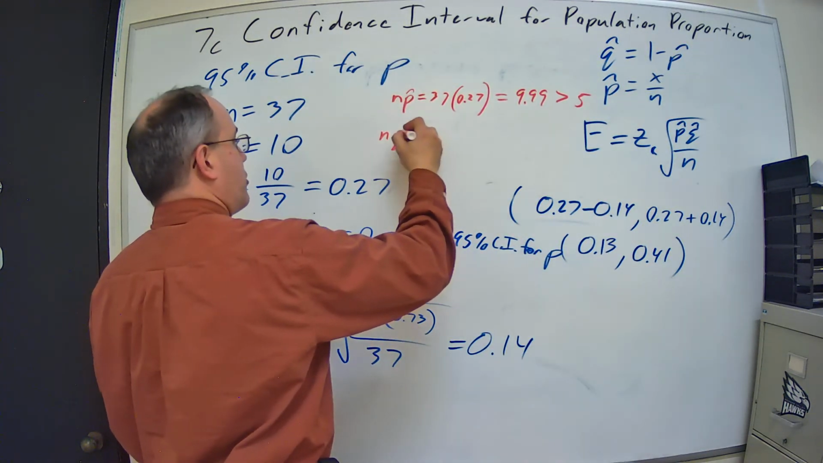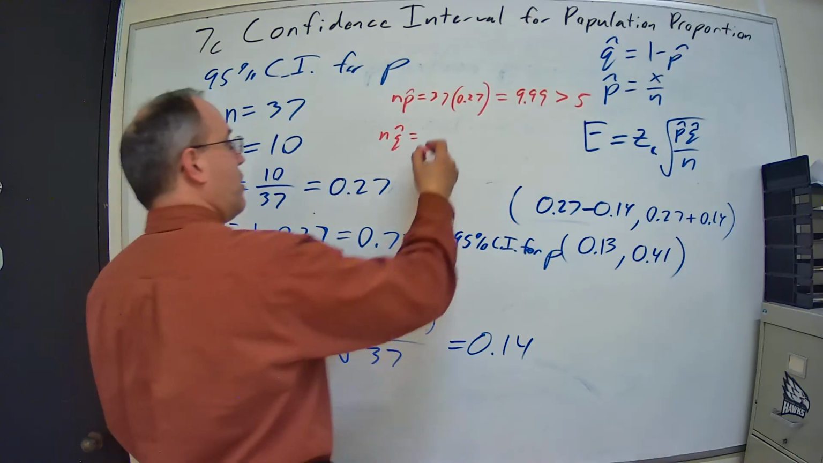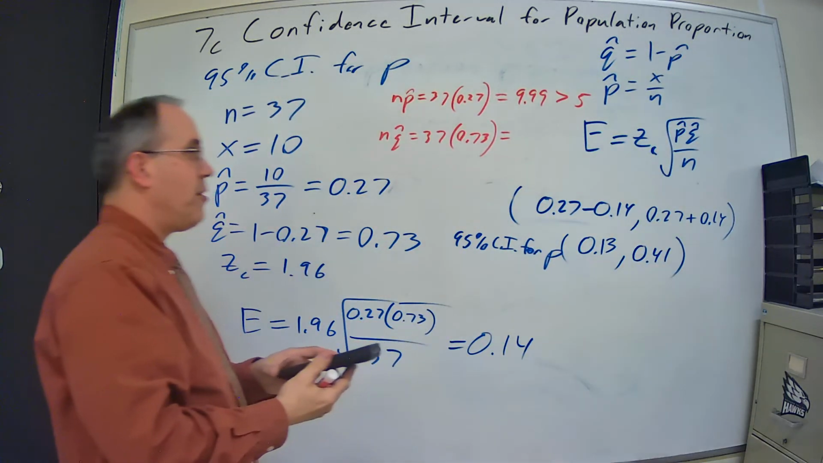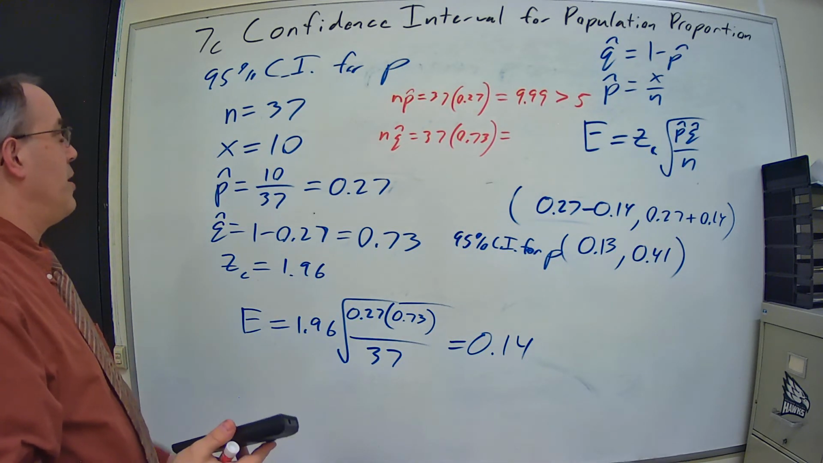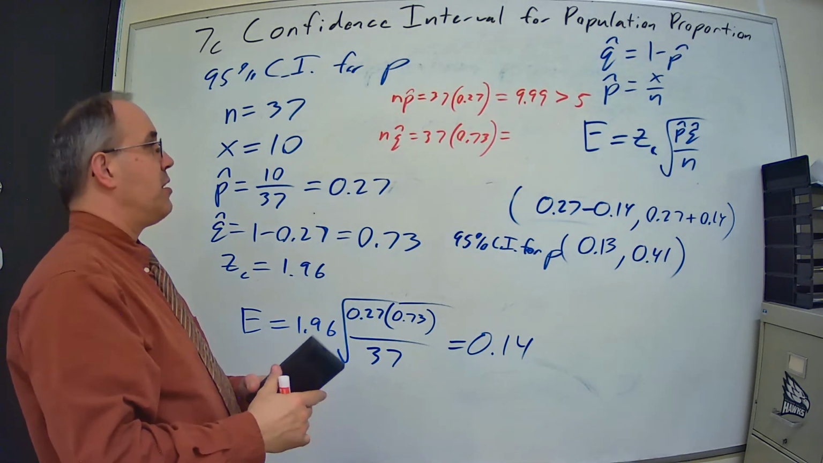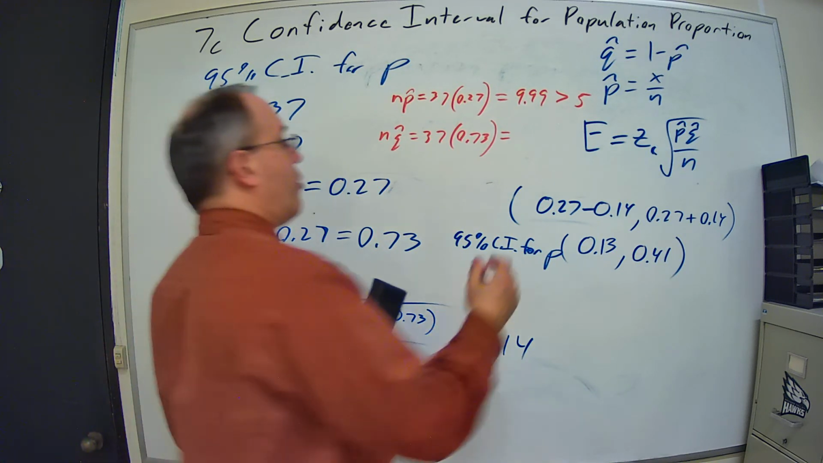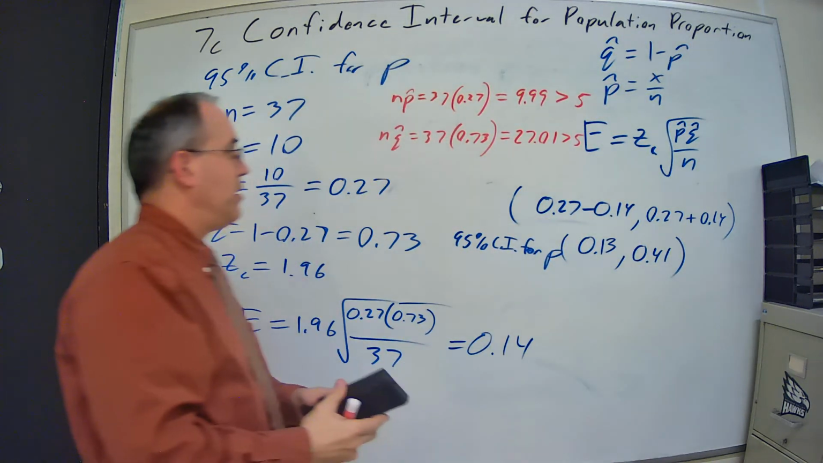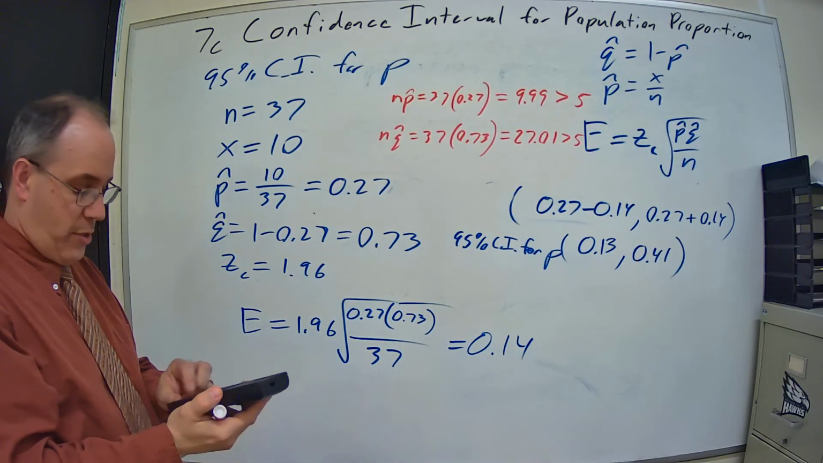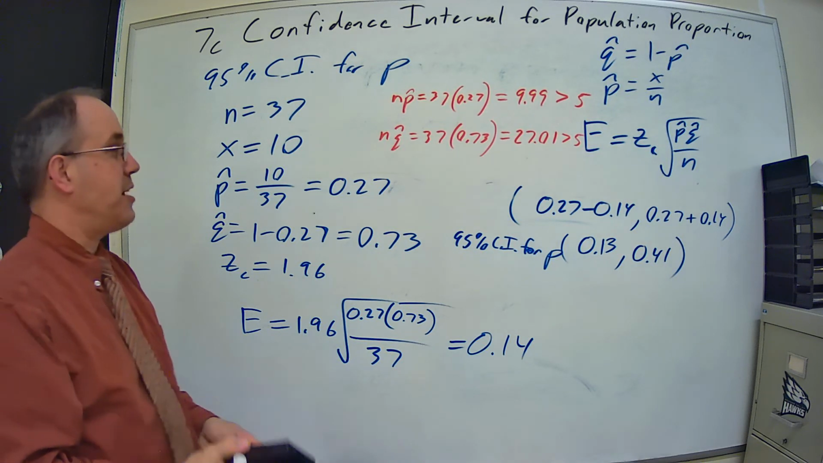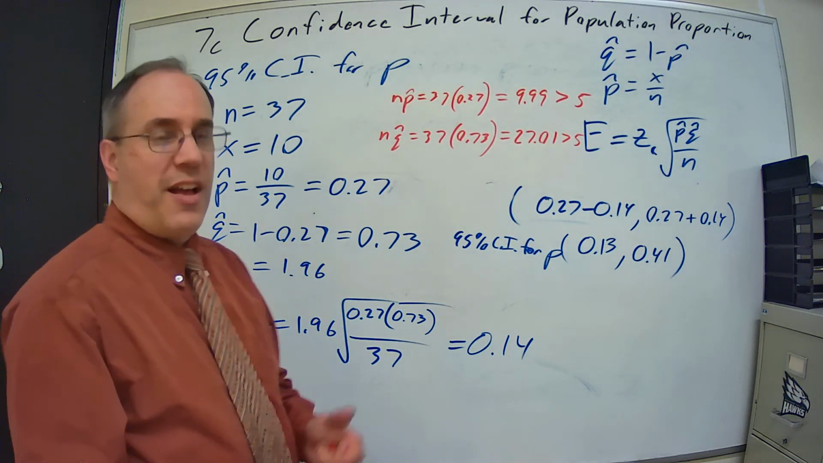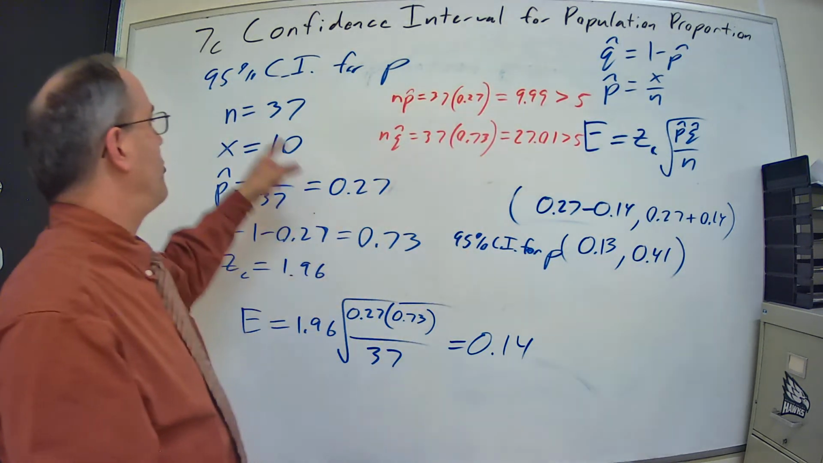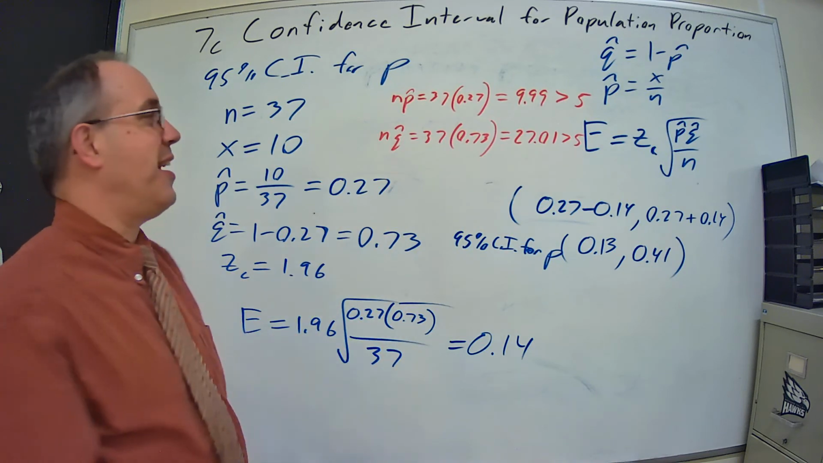And then n times q hat is equal to 37 times 0.73, which is going to be equal to 27.01, which is greater than 5. If you don't believe me, 37 times 0.73, 27.01. I'll give you a little hint on that. When you're doing these, those two will add up to whatever your sample size was, okay?